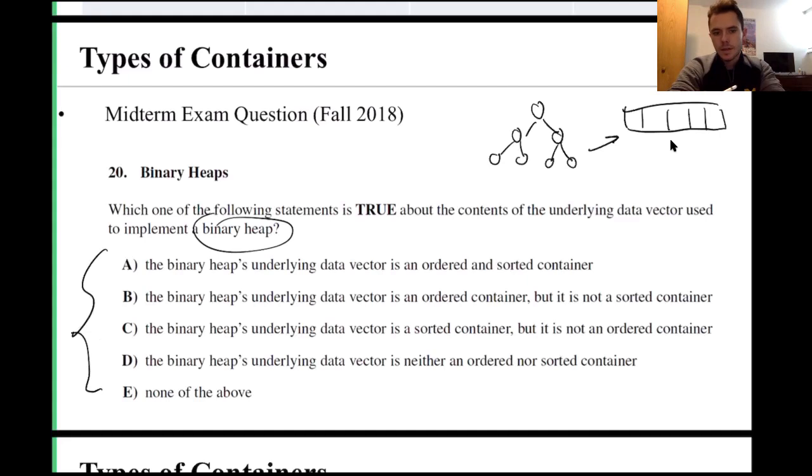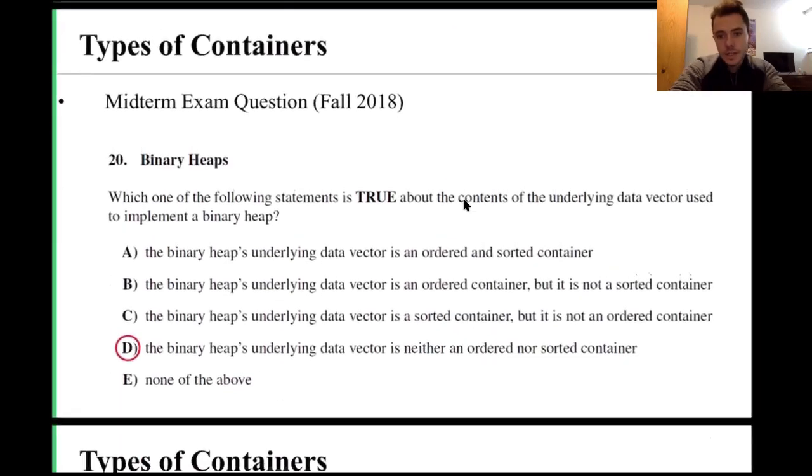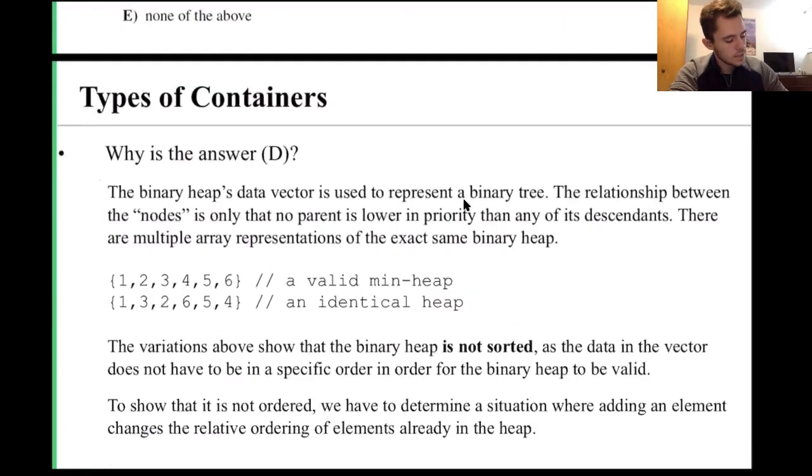B or D? B, I think. Okay, so a couple of B's. A few more B's. All right, so let's go over this because I think this might be helpful. The answer is actually D. This one is a little bit tricky. I see that we have a couple of B's, so a couple of people thought that this might be an ordered container, but it's actually neither ordered nor sorted. So maybe a bit of a trick question here, but let's go over real quick why that actually is.